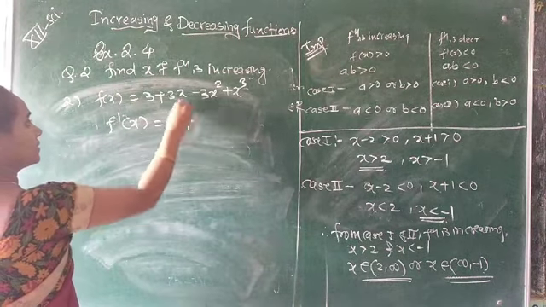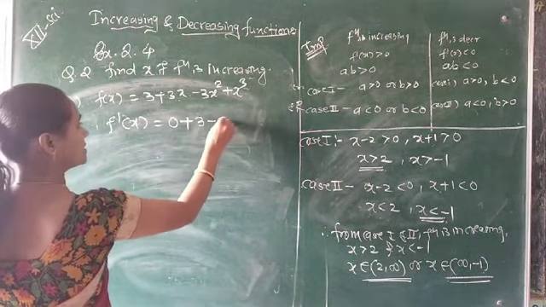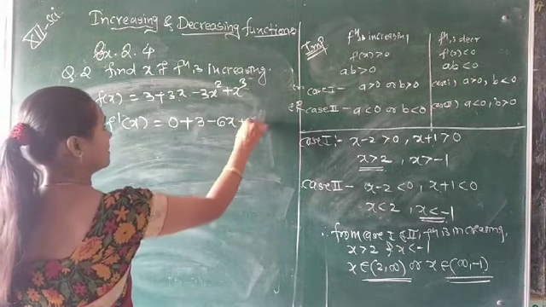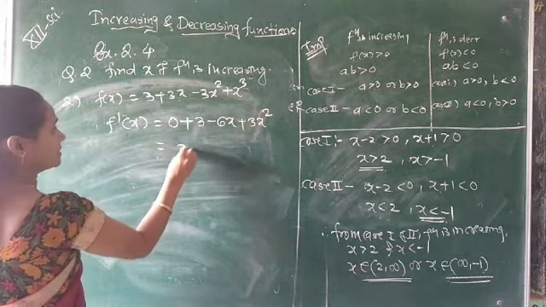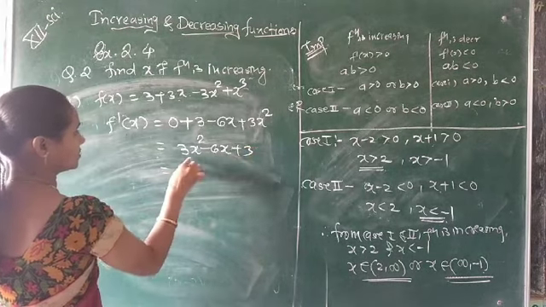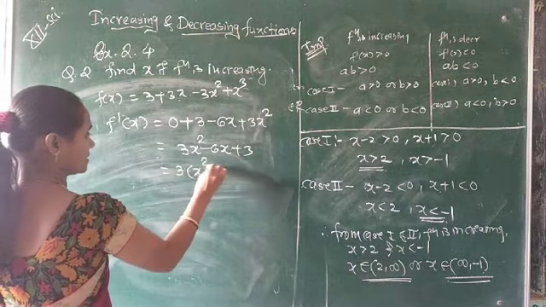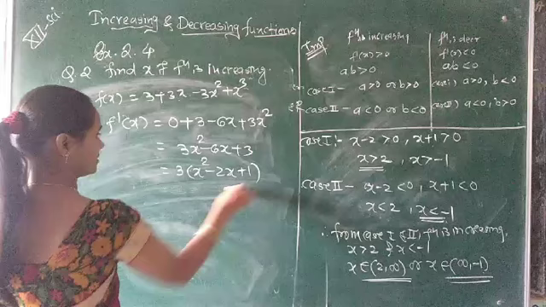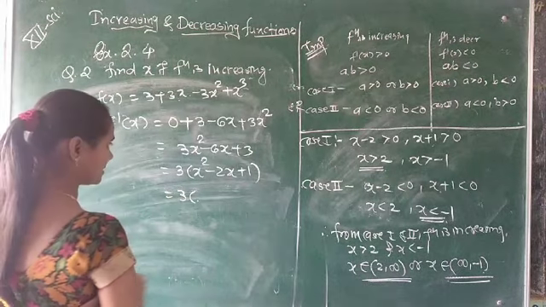Derivative of 3 is 0. Derivative of 3x is 3. Derivative of minus 3x square is minus 6x, plus 3x square. That means it is 3x square minus 6x plus 3. So take 3 common from this: x square minus 2x plus 1. Now again we have to factorize this.